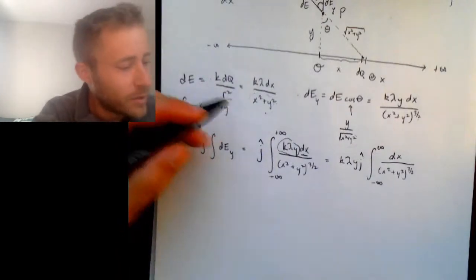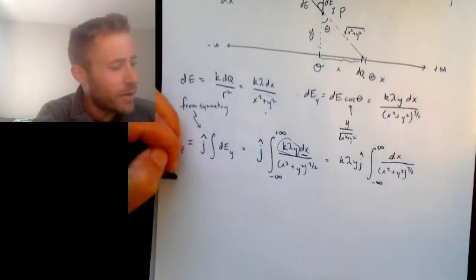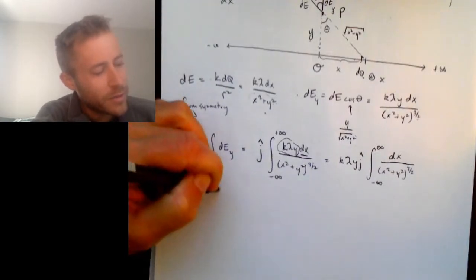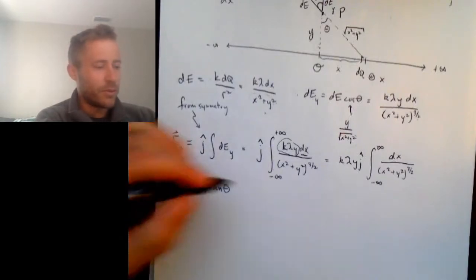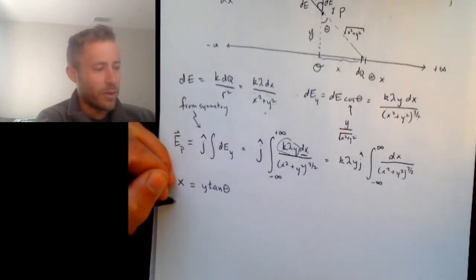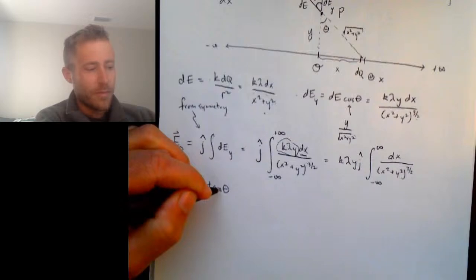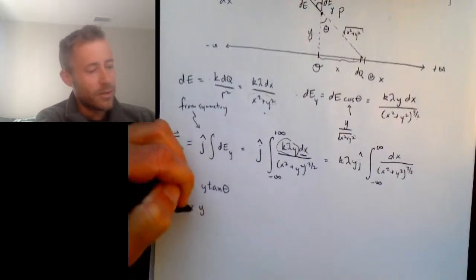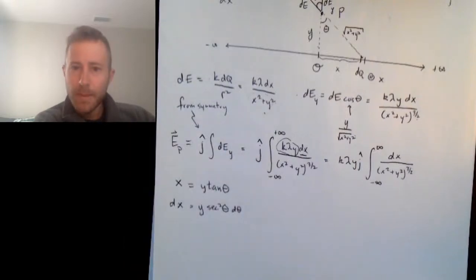They're fun. So for trig substitution, I'm going to say x equals y tangent of theta. So what does that do? Let's think about what that does. First of all, I'll figure out what dx is. The derivative of tangent is secant squared. So I have dx equals y times secant squared of theta d theta.